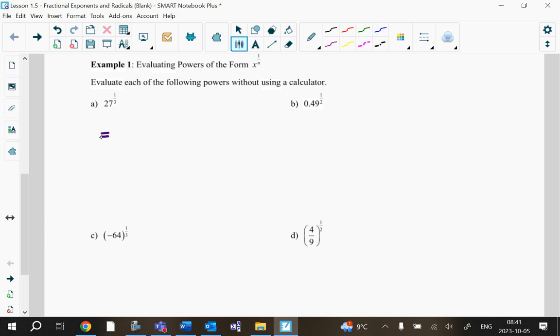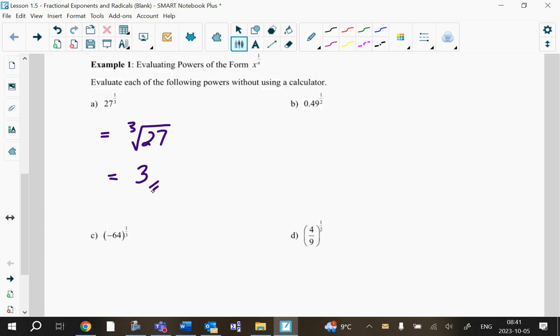What number goes inside here? 27. And what's the little number here? 3. So this means the same thing. Now, perhaps this is easier to do. What is the cube root of 27? 3. So if you're asked to evaluate a rational exponent or a fraction exponent, change it to radical because it's more familiar to you. And then you can find the answer from there.